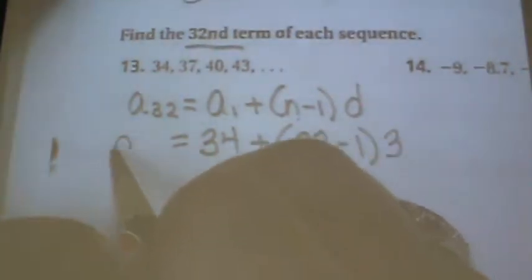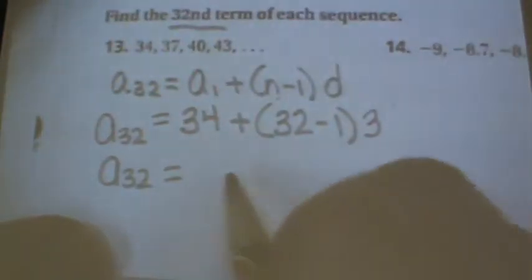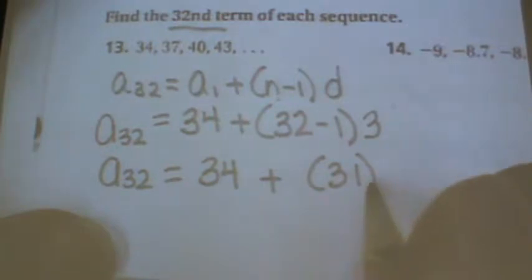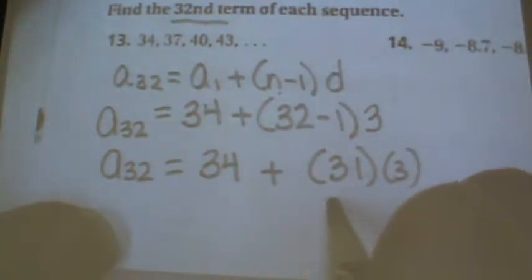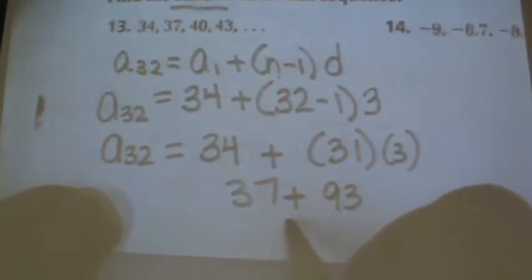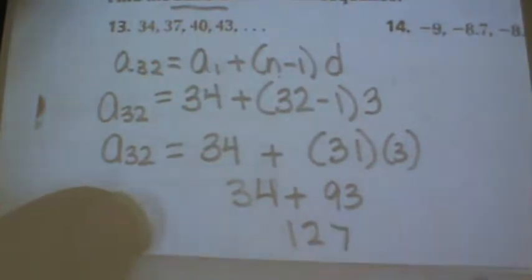So can you do this math for me? 93 plus 37, and you get 120. Plus 32. 34. 34. Why did I write 37? 127. Yep. Thank you.